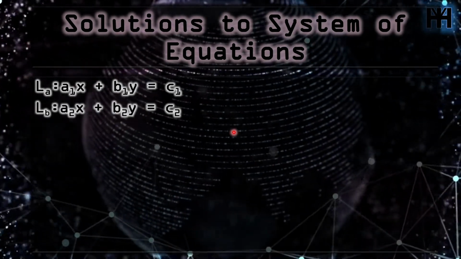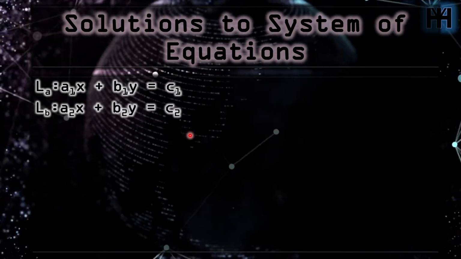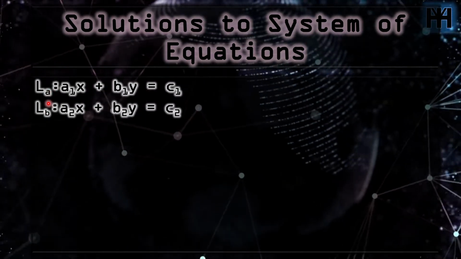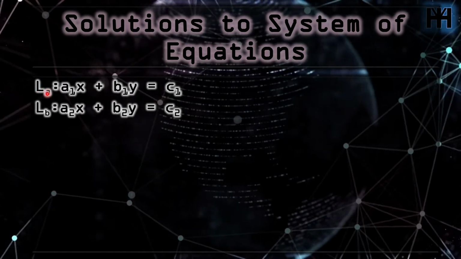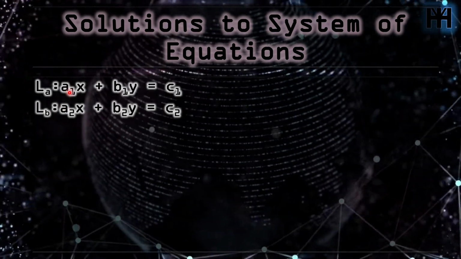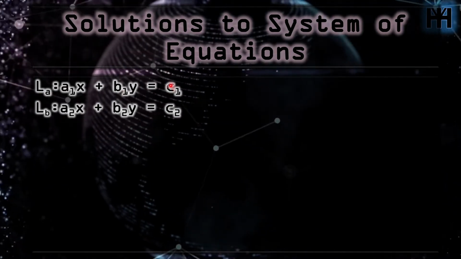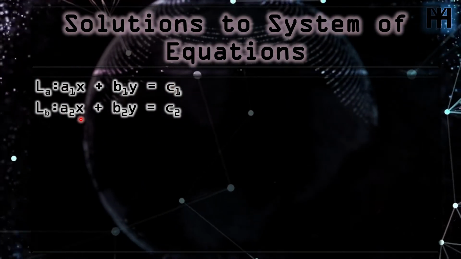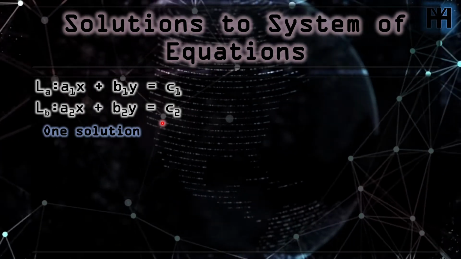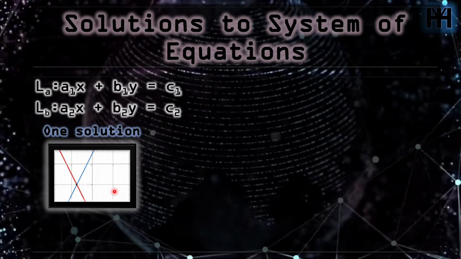Okay, now let's see here. This is the solution to the system of equations. Let's say we have equation 1 or line 1, linear equation 1, LA, and equation 2, LB. Let's say the coefficients of x and y are a1 and b1, and here's the constant c1, and also the same here. If these two equations only have one solution, then these two lines intersect only in one point.